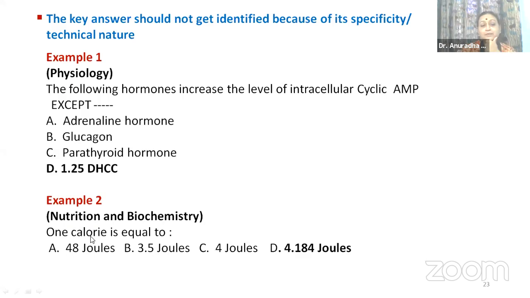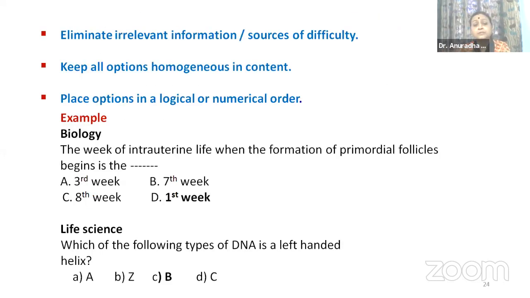Look at this example in nutrition and biochemistry. 1 calorie is equal to 48 joules, 3.5 joules, 4 joules, 4.184 joules. Now tell me, is this not directly leading the student to the correct answer without his knowing anything about it? So this is something that you should take care. Don't make one answer, sometimes you can have an option which is very long as compared to the others, and that is the key. So don't distract or direct the student towards the right answer because of extraneous factors.